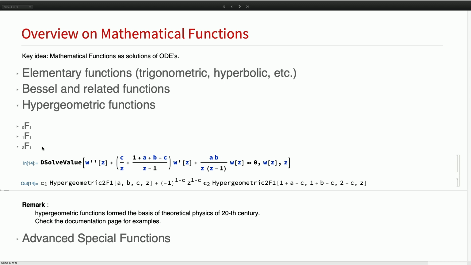The general remark here is that hypergeometric functions are very popular and very well known in physics. They are very widely used in physics. And of course, after the update of the documentation pages, you can find a lot of examples of concrete applications in the documentation pages.